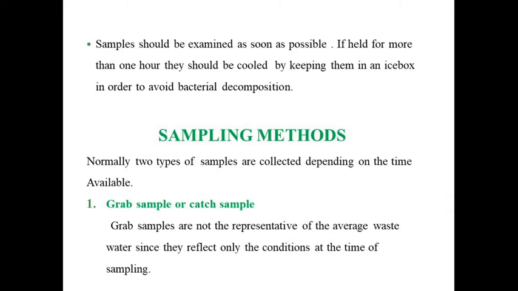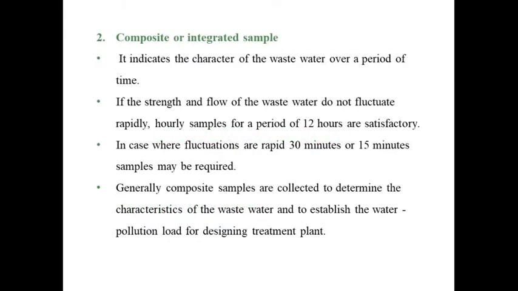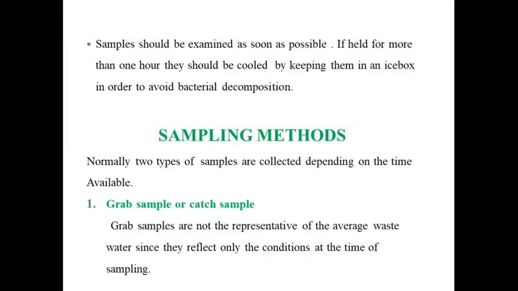So grab samples are not representative of the average wastewater, since they reflect only the conditions at the time of sampling, whereas composite sampling indicates the character of the wastewater over a period of time. If the strength and flow of the wastewater do not fluctuate rapidly, hourly samples for a period of 12 hours are satisfactory. In cases where the fluctuations are rapid, 30-minute or 15-minute samples may be required. Generally, composite samples are collected to determine the characteristics of the wastewater and to establish the water pollution load for designing a treatment plant.